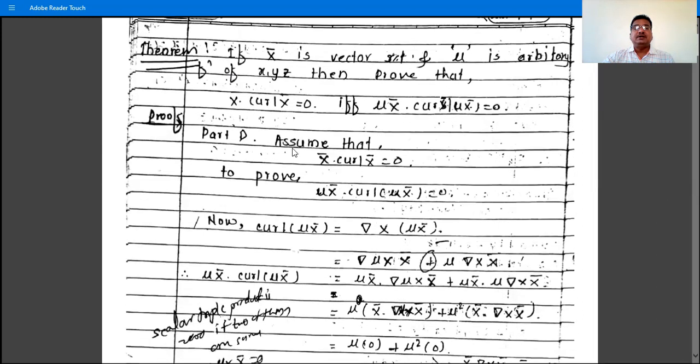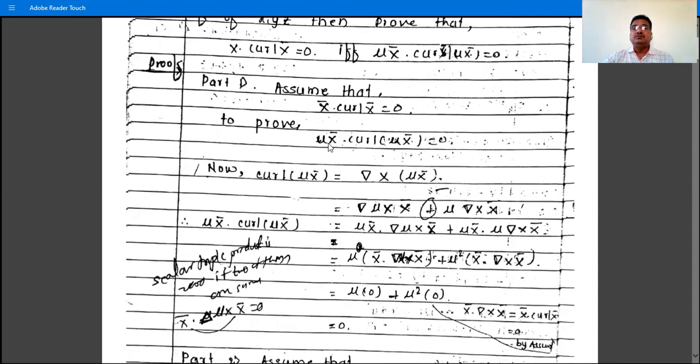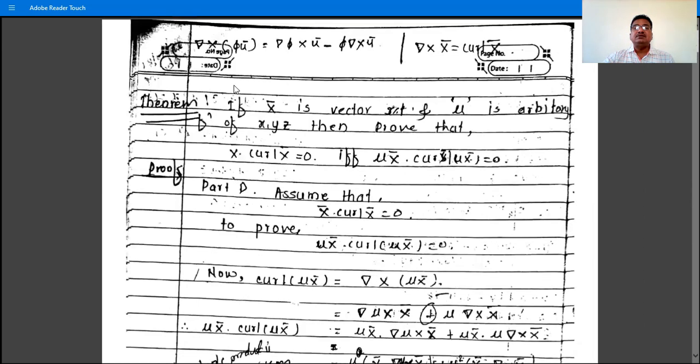So, proof of this theorem, part 1. Assume that x bar dot curl x bar is 0. Now we have to show that mu x bar dot curl mu x bar is 0. So we have to prove mu x bar dot curl mu x bar is 0. Now, what is curl mu x bar? Curl means del cross mu x bar. And what is del cross?